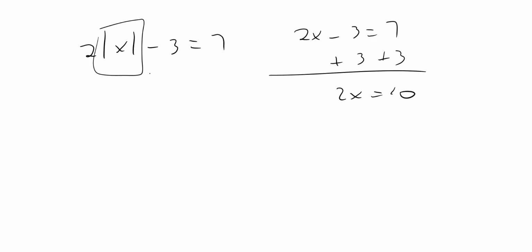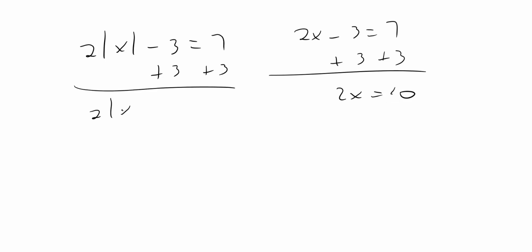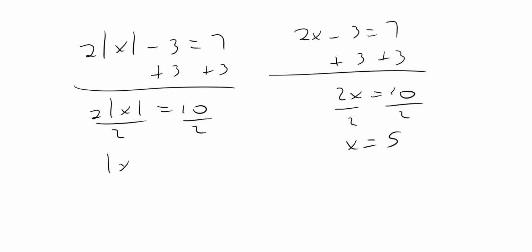You do the same thing here. I'm going to add, let me get rid of this box. I'm going to add 3 to both sides. And I get 2 absolute value of x equals 10. And then what do I do here? Divide by 2, so I get x equals 5. So divide by 2, absolute value of x equals 5.